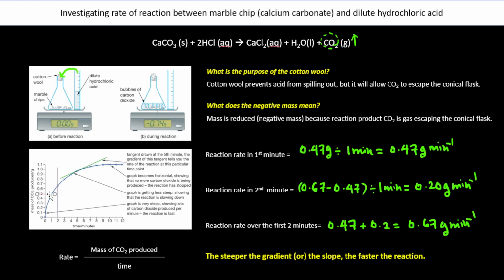Okay, so we notice here that if the gradient or the slope is steeper, as we see in the first half of the graph, it means that the reaction is very much faster. Okay, so a lot of carbon dioxide is being produced in the first minute here compared to the second minute here, where lesser carbon dioxide is being produced.